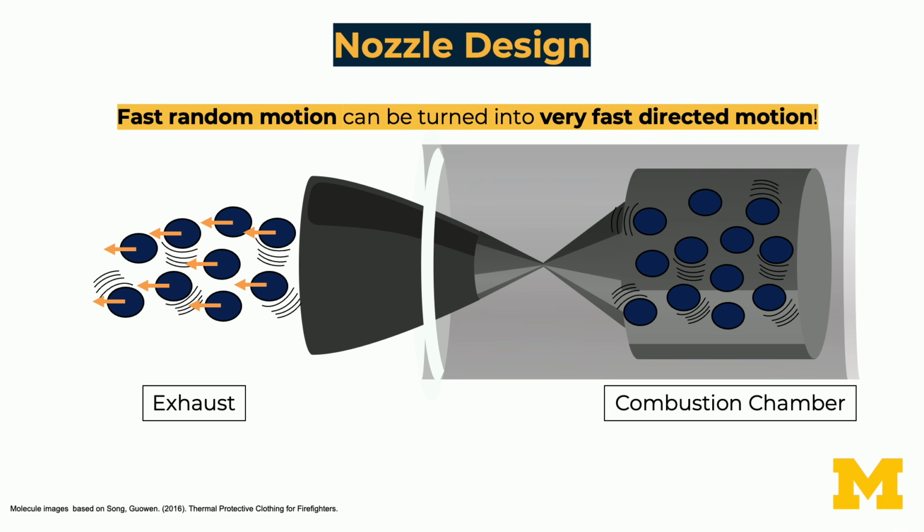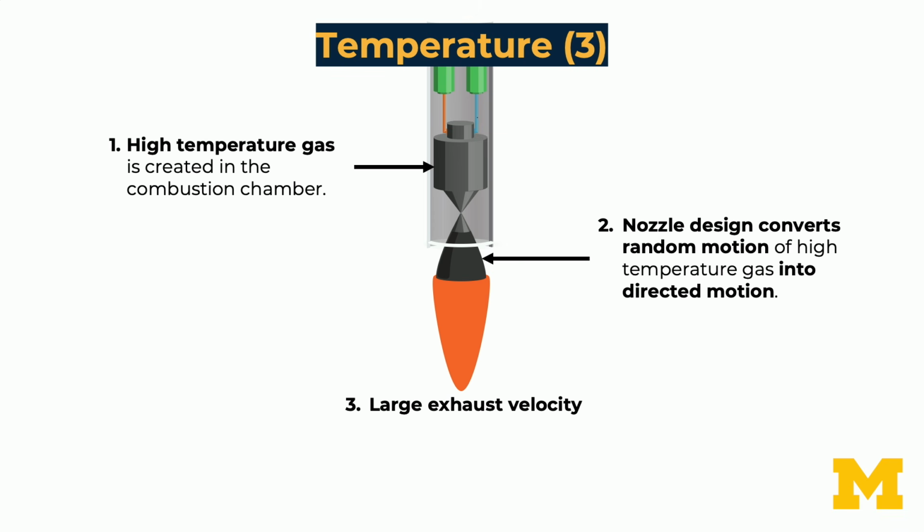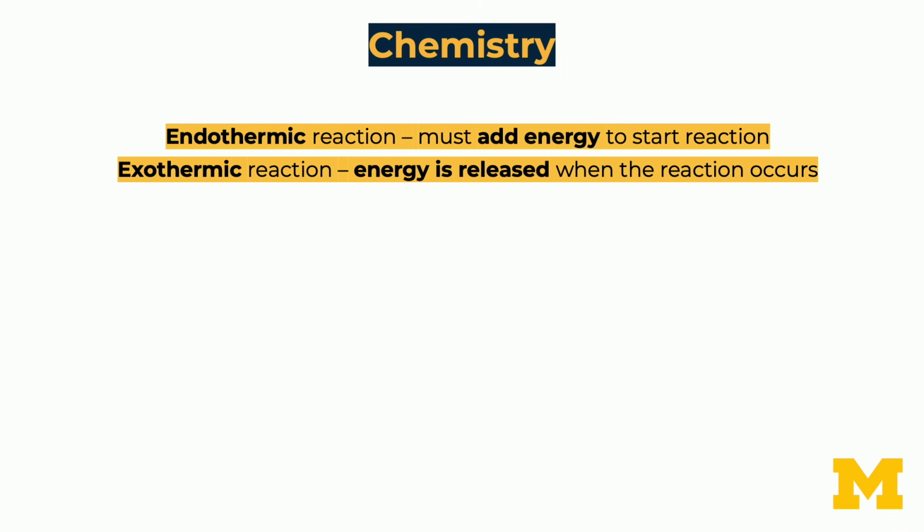That is temperature. And then wind is the bulk motion of those particles. The idea of a nozzle is to turn random motion in a combustion chamber into directed motion of the exhaust. So you have high temperature in the combustion chamber. The nozzle design creates a flow that turns the random motion into bulk motion, and then you get a large exhaust velocity because of that. So you have chemistry, which is basically when you combine two things, the question is, does it release energy or does it take energy?